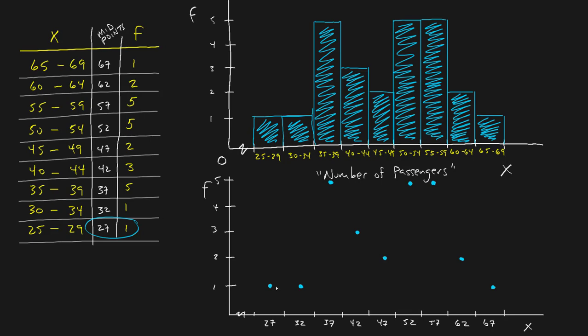Now, the idea is we connect these with straight lines. And when we get to our endpoints, we go ahead a step to the middle of our next category. So we go to the middle of the next category and we bring it down to 0.